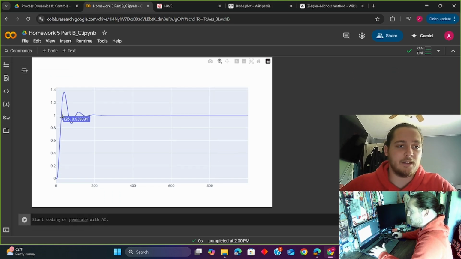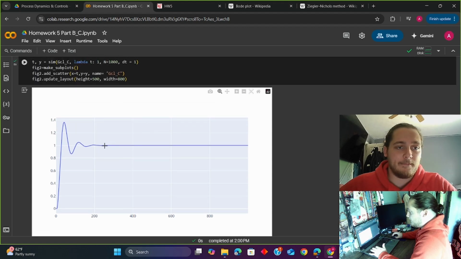So as you can see, at our phase margin of 30 degrees and our optimal controller gain for that scenario, we are yielding a stable response.